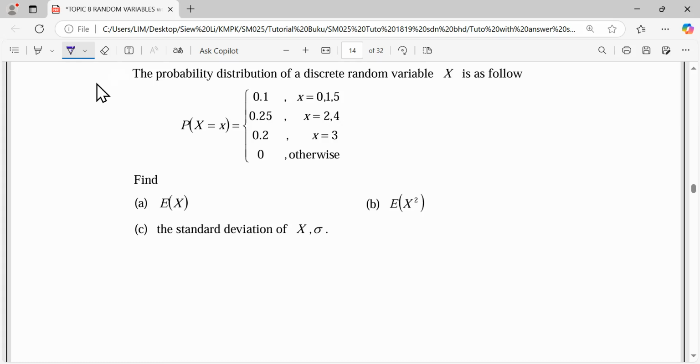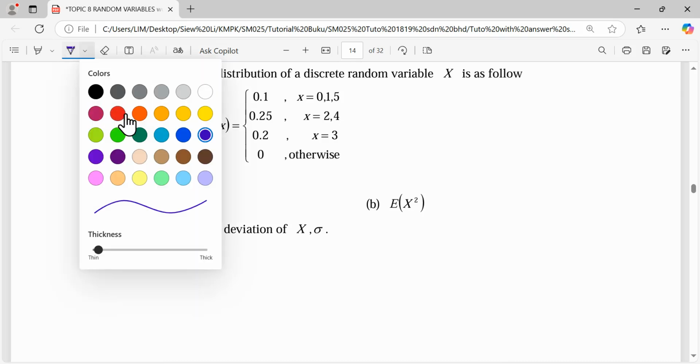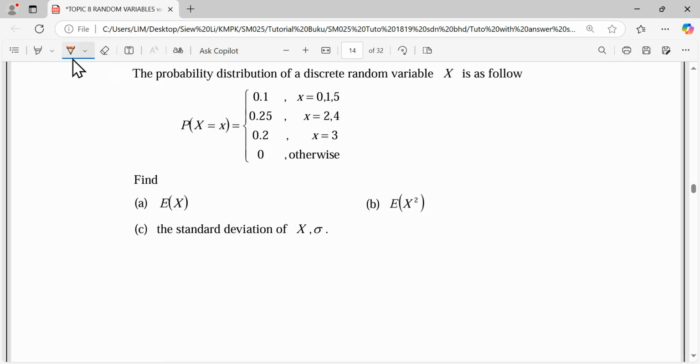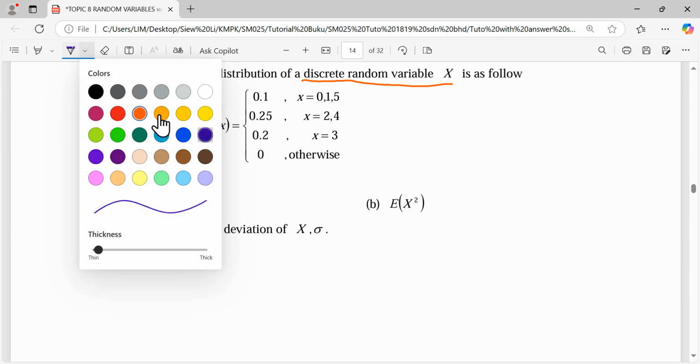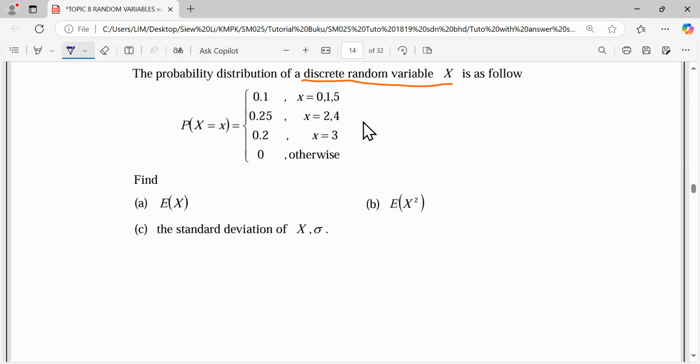Hi everyone, for this question it says the probability distribution of a discrete random variable. So first of all we have to identify whether our question is discrete type or continuous type. So here given is a discrete type, which means that our probability will be easier to express in table form. So we can look at our x here.